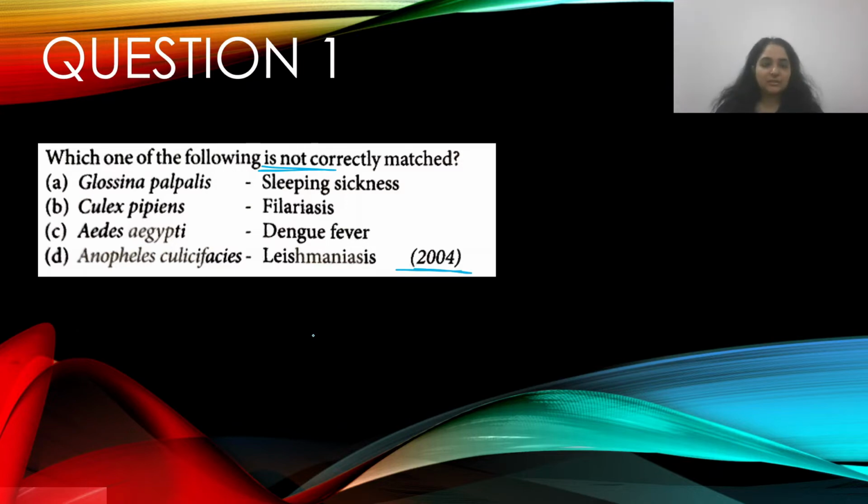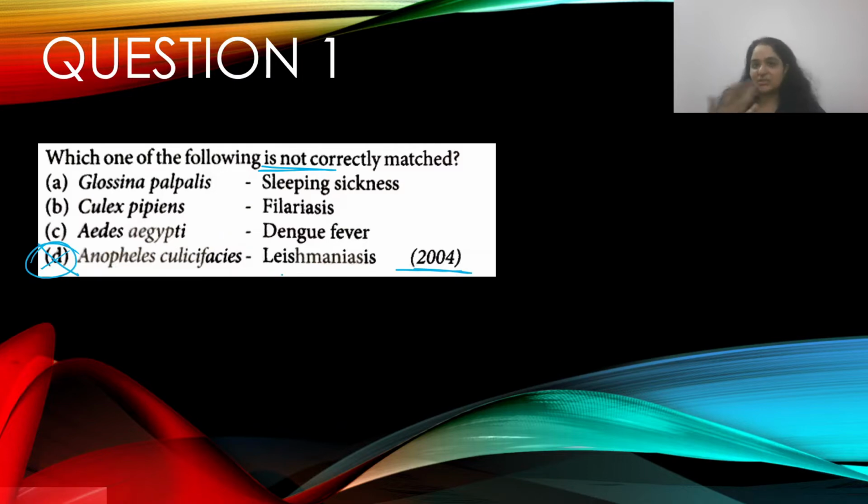So A is Glossina palpalis, and the disease is sleeping sickness. That is correctly matched. B is Culex, and the disease is filariasis. Yes, that's correct. C is Aedes aegypti, and the disease is dengue fever. Yes, that's correct. D is Anopheles and Leishmaniasis. That's incorrect. All right. So actually D is the right answer, because we have to find the one that is not correctly matched.